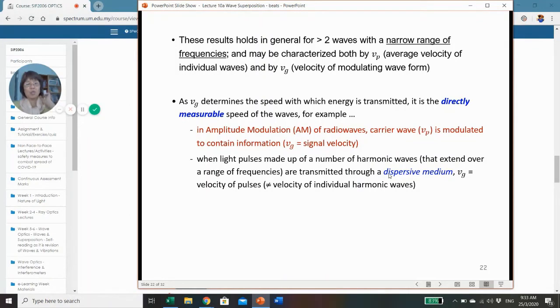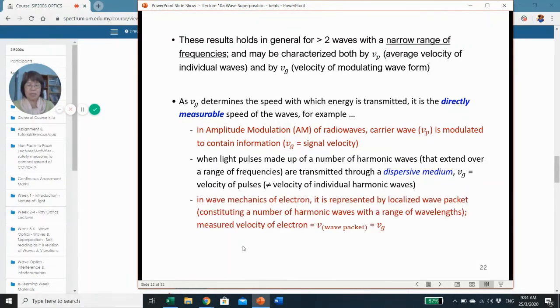Another example is light pulses that are made up of a number of harmonic waves that can extend over a range of frequency, and these are being transmitted through a dispersive medium. So the group velocity will be the velocity of the pulses that result, not the velocity of the individual harmonic waves. In wave mechanics of the electron also, it is represented by a localized wave packet, which constitutes a number of harmonic waves with a range of frequency. And the measured velocity of the electron will be the velocity of the wave packet, and that will be equal to the group velocity.